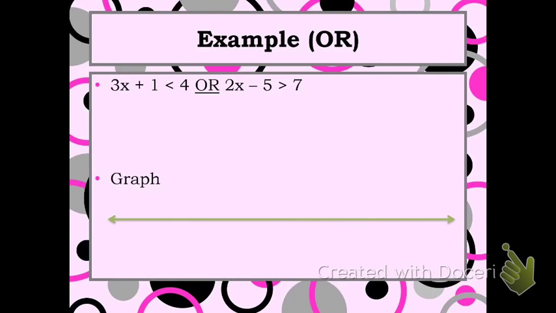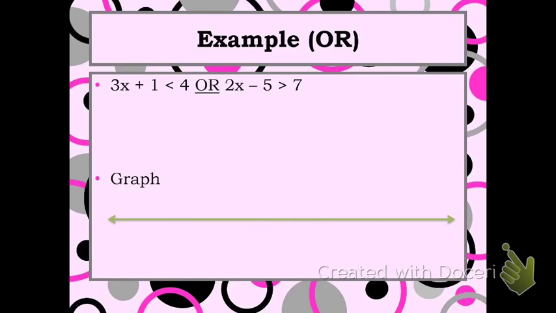Next, let's look at a few OR questions to solve. For an OR inequality, remember that we just took any shading from either of the solutions and put those together. So in terms of solving these, you're going to just treat it as like two separate mini problems.